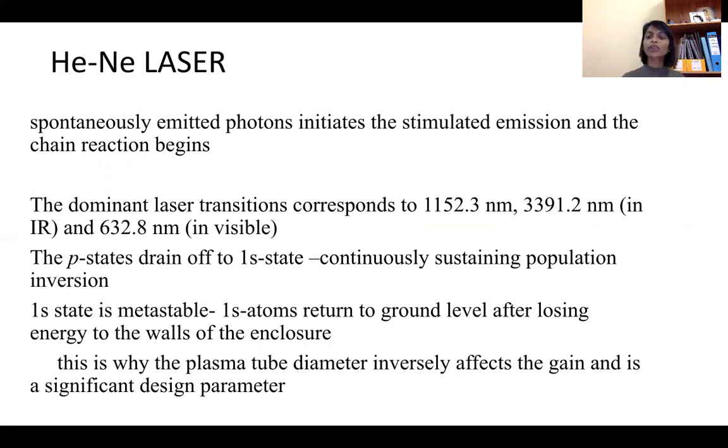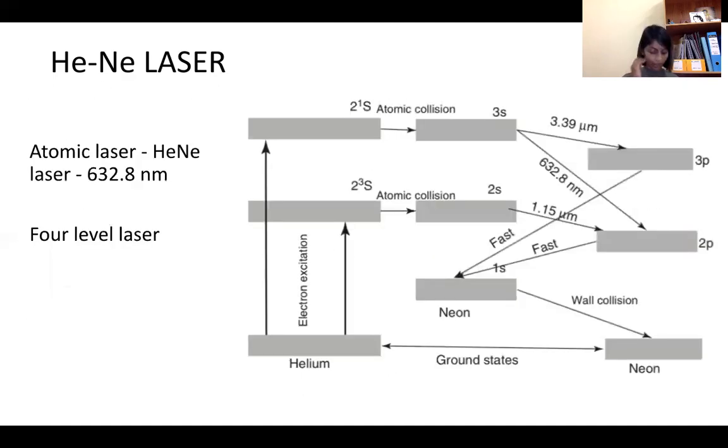Okay, let's go back to the... okay. So we have the P states drain off to 1S states. This P will go to 1S state because here they are continuously sustaining the population inversion.